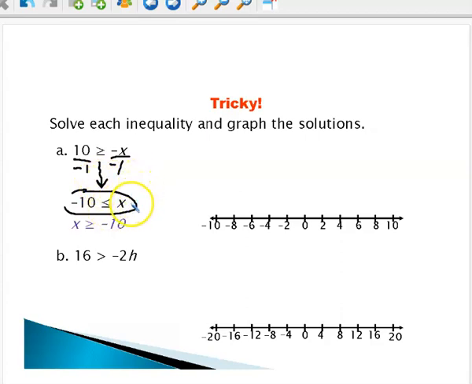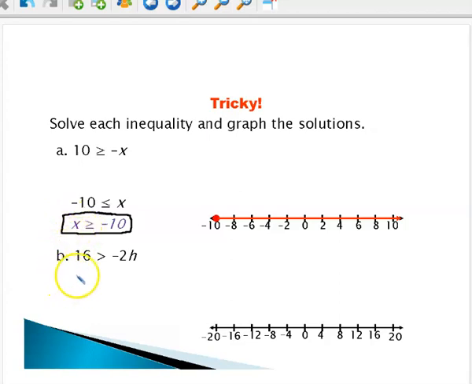But I also don't like my variable being on the right. I'll need to switch that to the left to help me with graphing. So there's what my graph's going to look like. We have a solid dot at -10, and we're graphing to the right. I like having that variable on the left-hand side because I don't have to think through as much how I'm going to graph the answer.